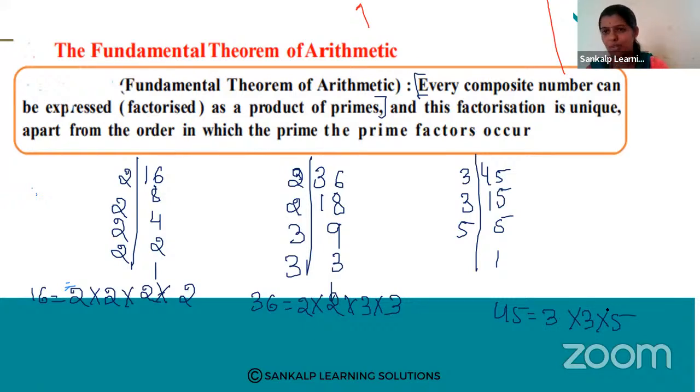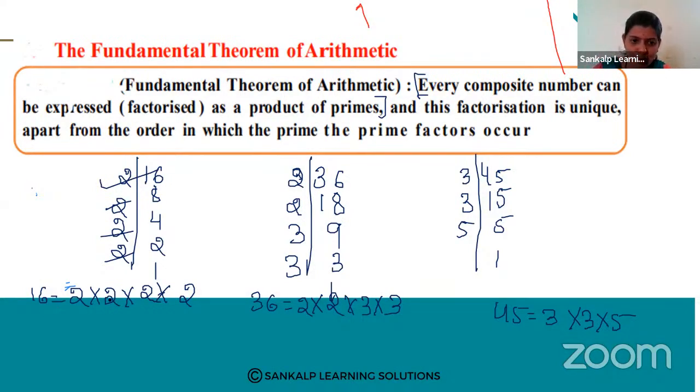Yes, observe carefully. What our theorem says: every composite number can be expressed as a product of primes. So whatever numbers are there here, these are all prime numbers. Is it correct or wrong? Yes. See, 2 is a prime number, 2 is a prime number, 2 is a prime number, 2 is a prime number. So 16 is a composite number. This composite number can be expressed as a product of primes.